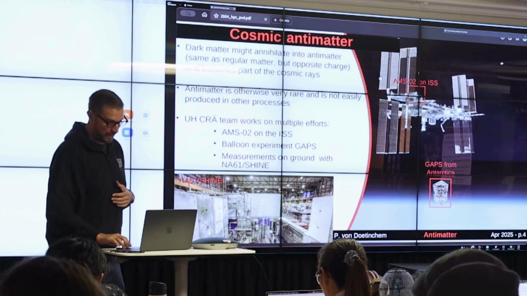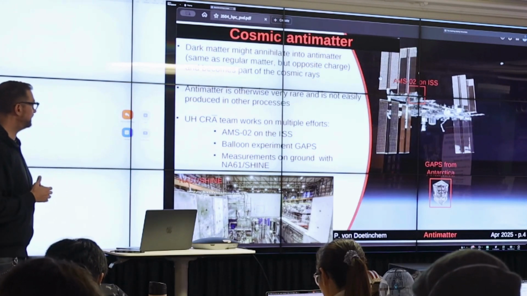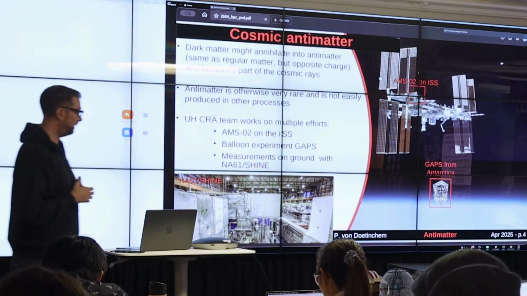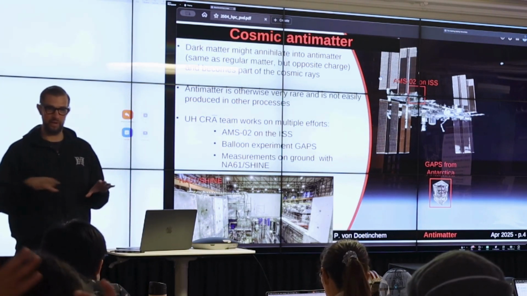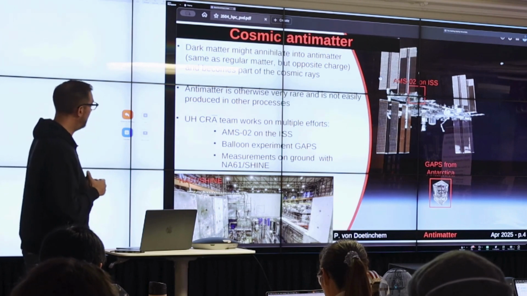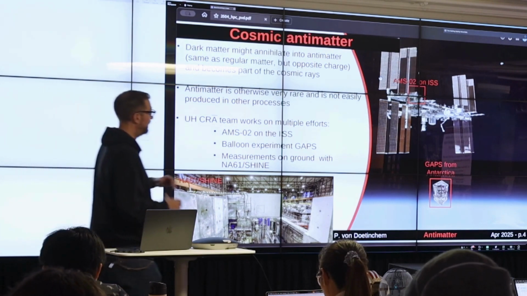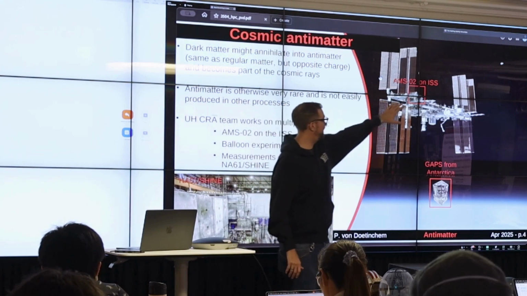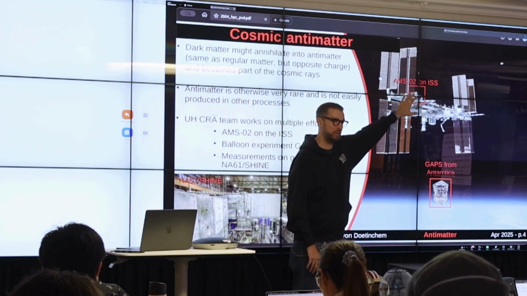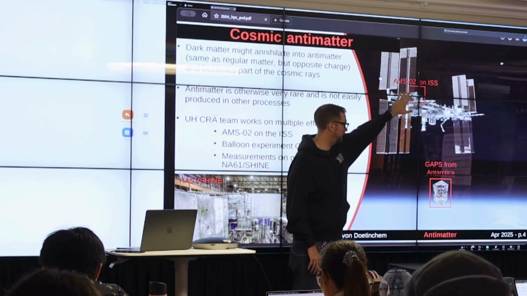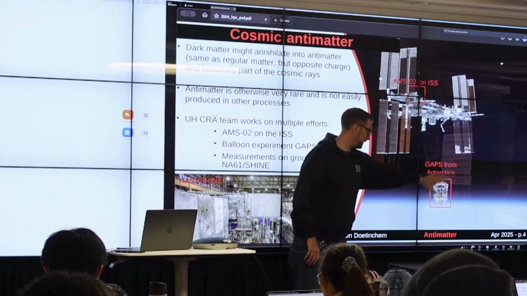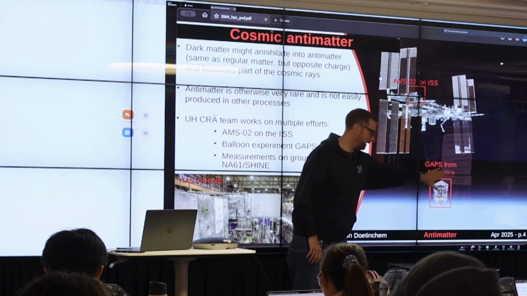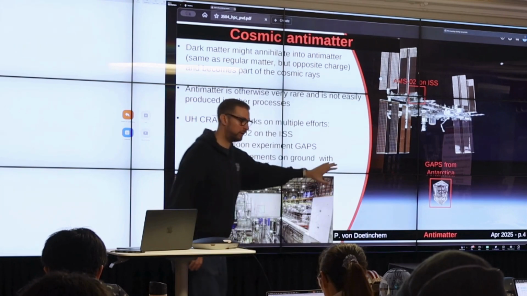I am involved in 3 different experimental efforts. By training, I'm an experimental physicist, not only a computer programmer. One experiment is mounted on the International Space Station, installed in 2011, and we're still analyzing the data. Then we just built a new experiment, an updated version, which we're going to fly from Antarctica.